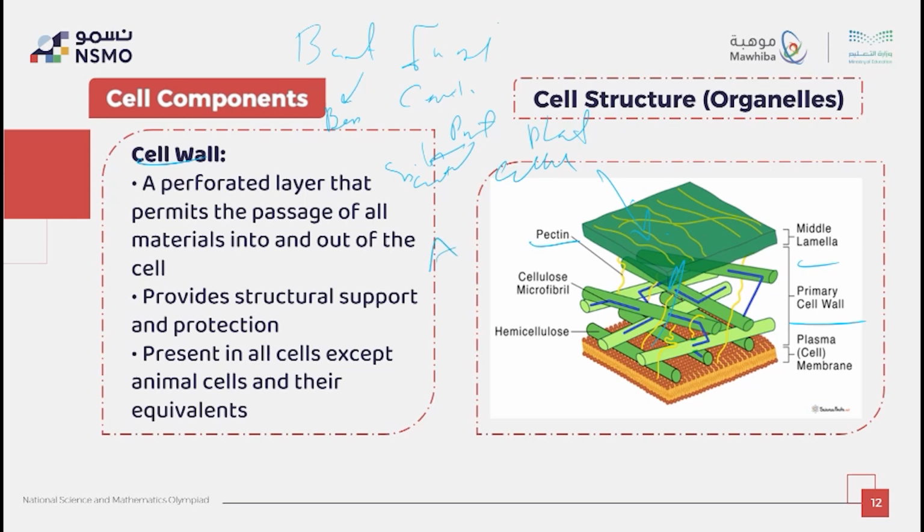But animals don't have a cell wall. Why? Because of the motion. If we have a cell wall, we cannot move very frequently.